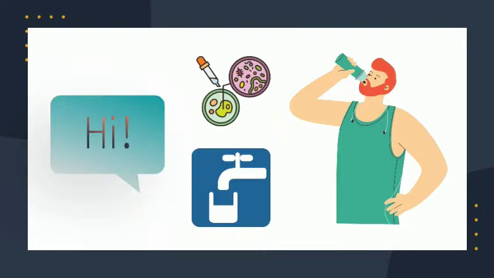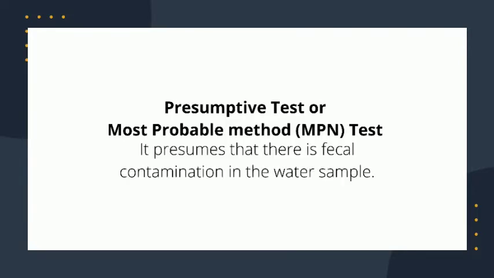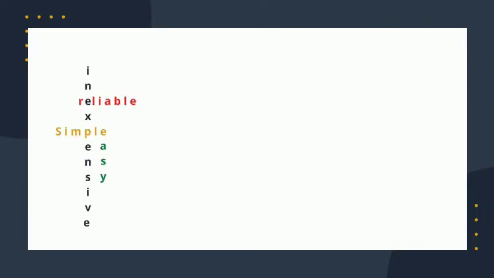The first part is the presumptive test or most probable number method, MPN, which presumes that there is fecal contamination in the water sample, meaning that the water is not fit for drinking and it should be further treated. It is a very simple, easy, reliable and inexpensive method.